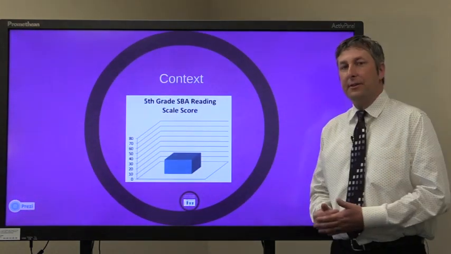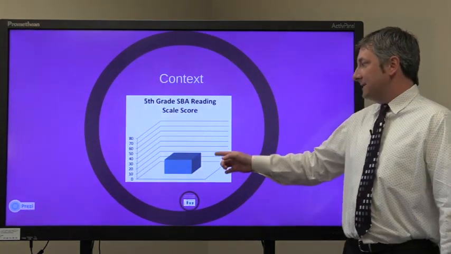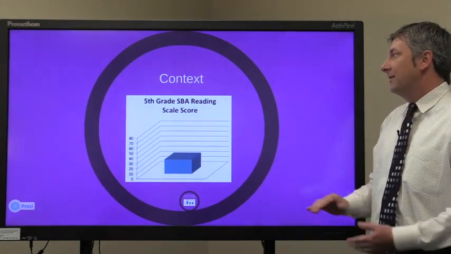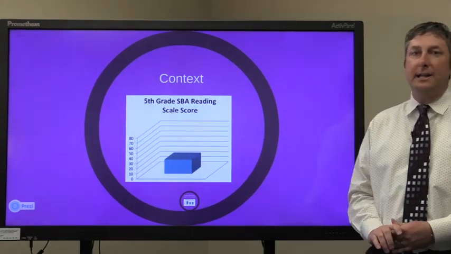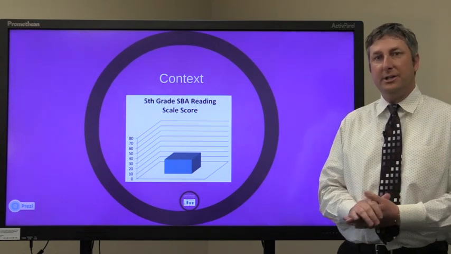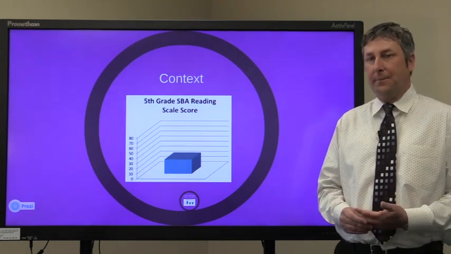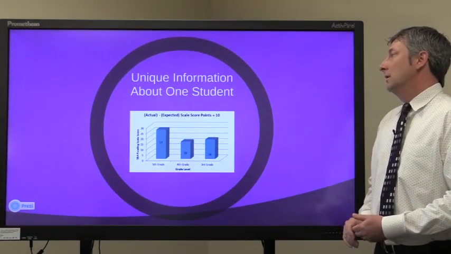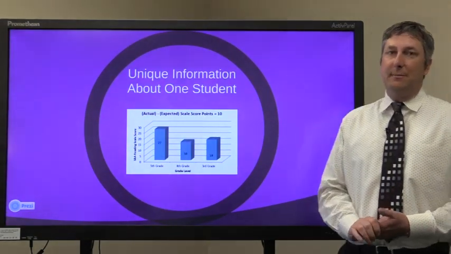Now we're looking at 5th grade SBA reading. And the scale score goes from 0 to 80. Now 27, within the context of No Child Left Behind, we can say, well, 27, we're not quite to proficient yet, so maybe it's not a great score. However, let's take a look at a little more context. Let's look at unique information about one student.